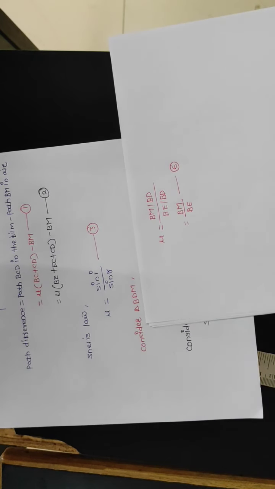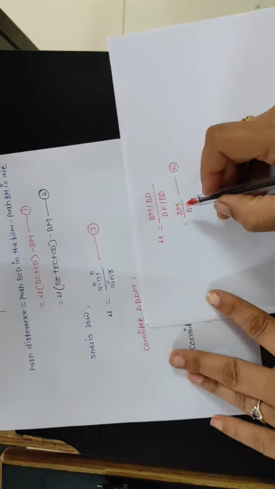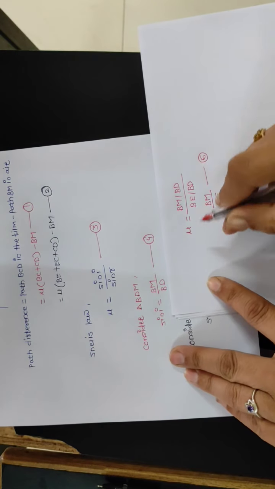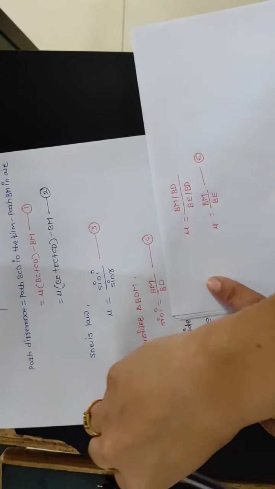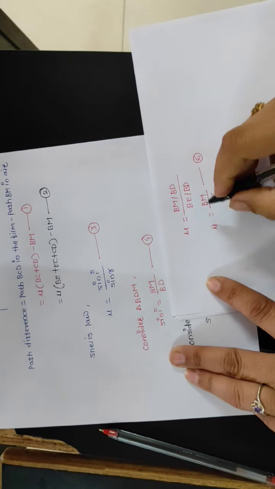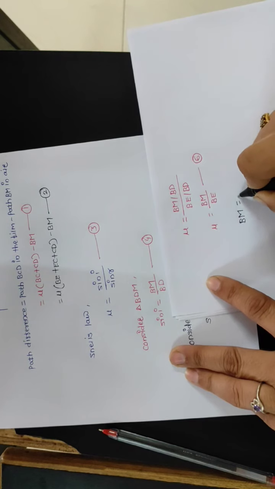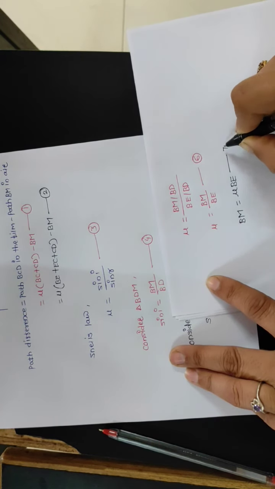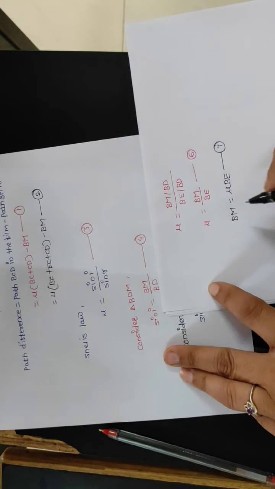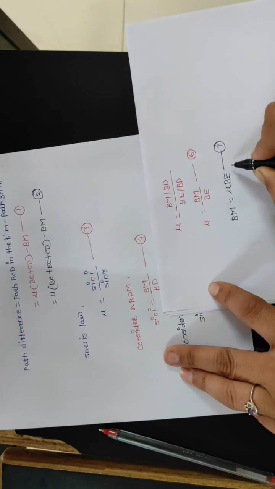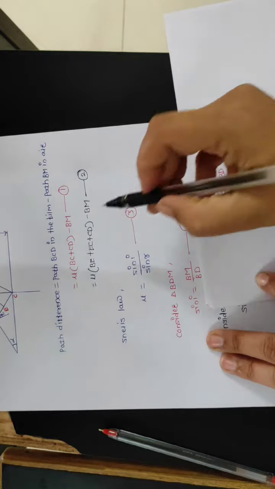Now after that, from this equation we can write BM is equal to mu into BE. Give next equation, equation number 7. Now put equation 7 in equation 2.